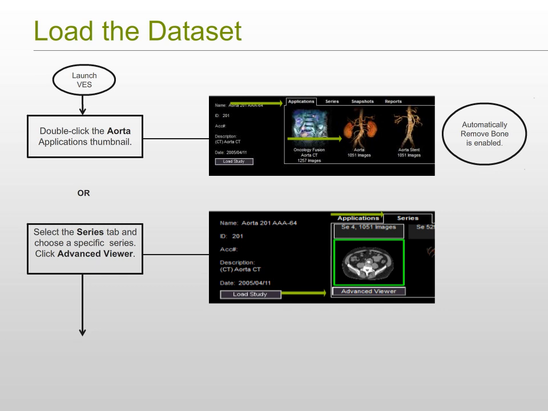To load the dataset, use one of the following methods. Double-click the Aorta application's thumbnail, or select the Series tab and choose a specific series. Click Advanced Viewer. In this presentation, we will demonstrate the Series tab method.